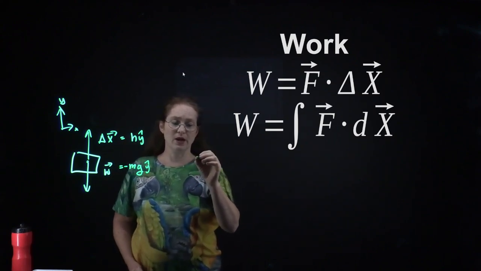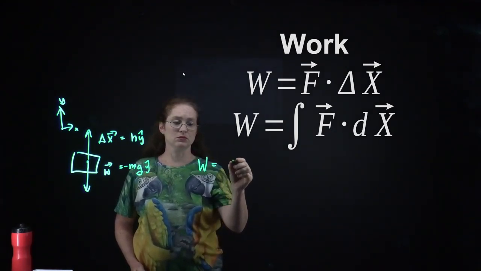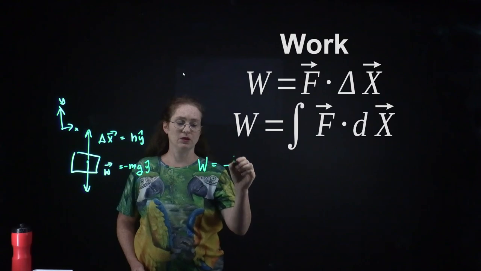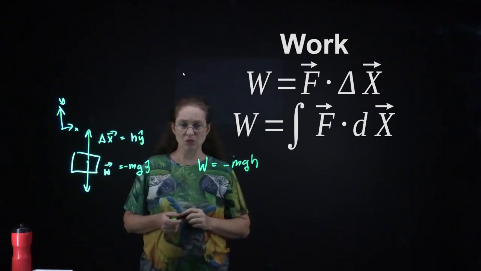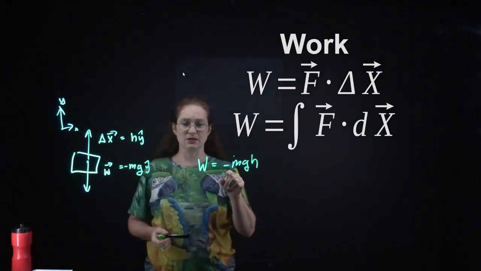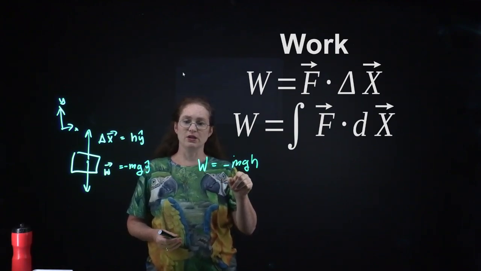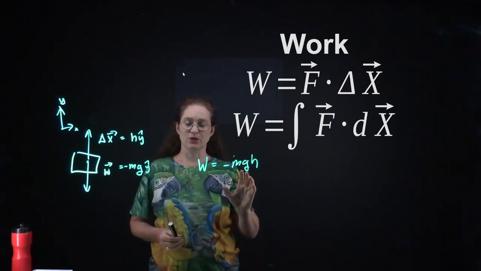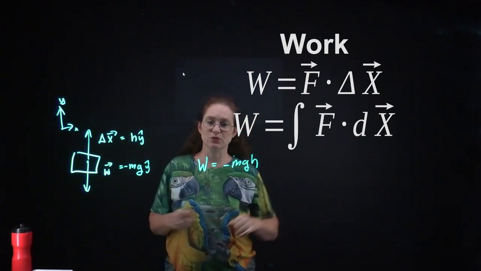So then you have work equal to negative mgh. And if this is your work, this is saying how much work the system does. But the work done on the system is positive. So you have to be careful with signs when you're talking about work.